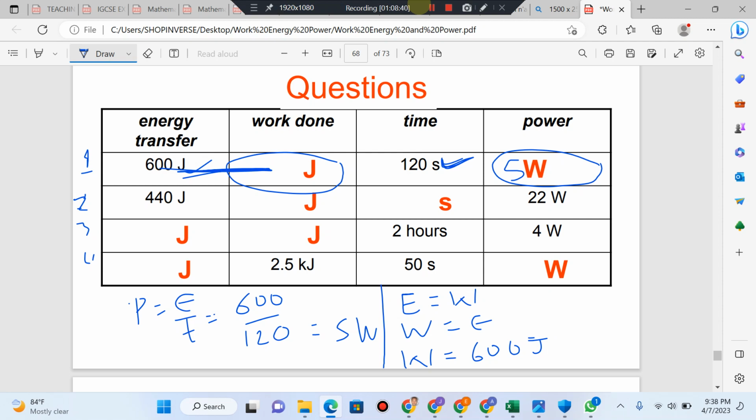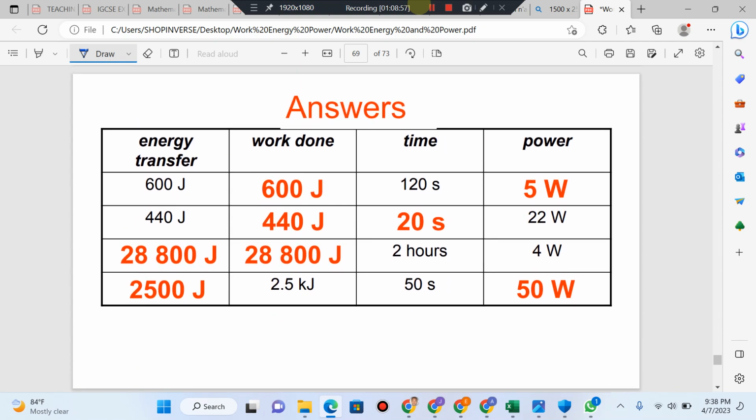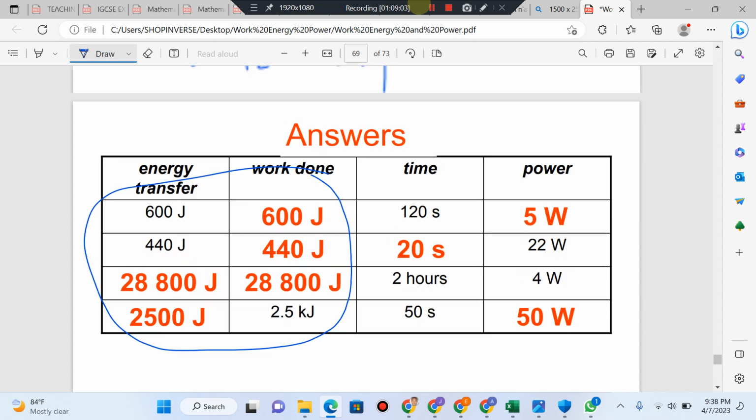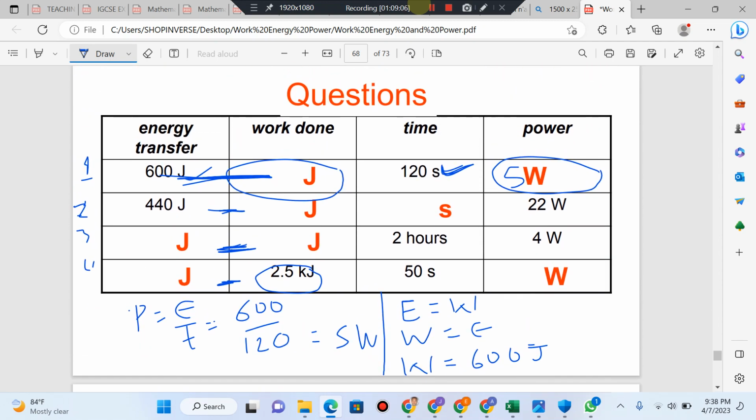In fact, this is even the easiest table to solve here. These two will always be equal. So once you get one, just put the value in the other column. Do not forget that kilojoule must always be converted to joule. When you solve this question and compare your answer with what I have here, you can see that the values in these two columns are equal.